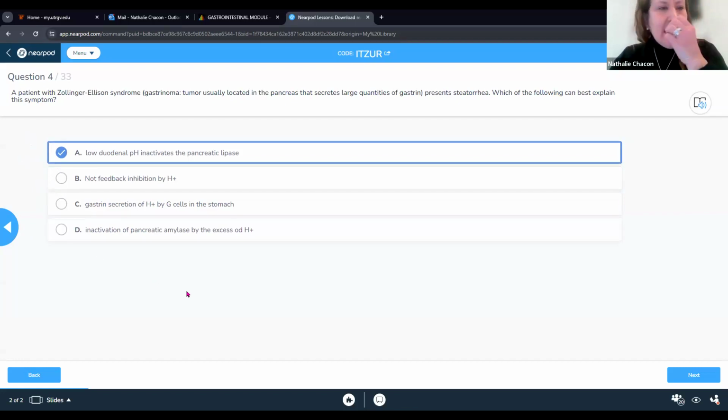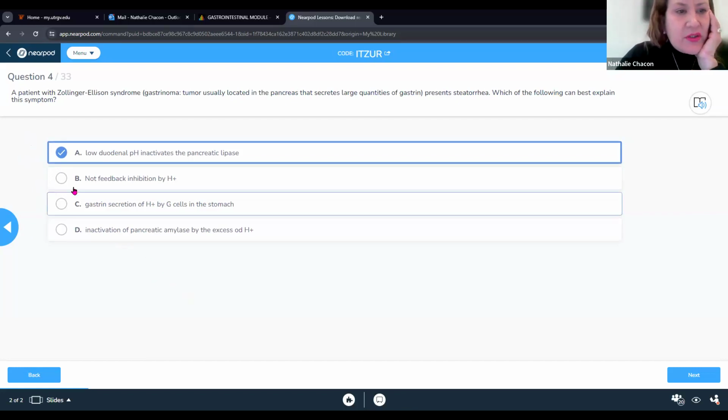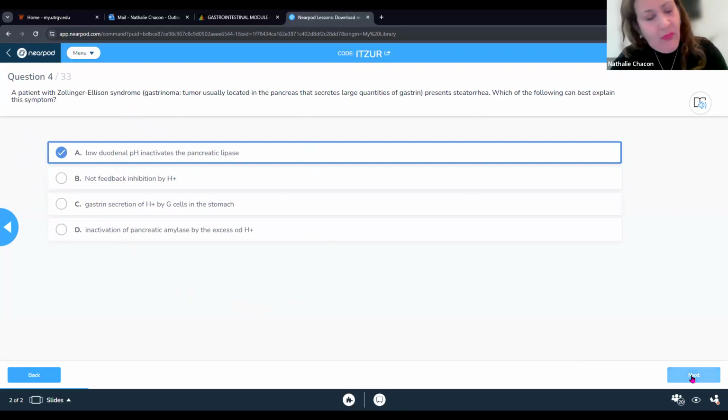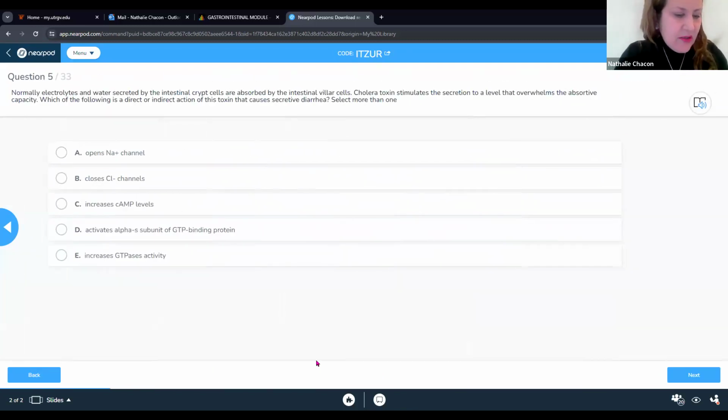And when it does that, the duodenal pH, because it's produced so much acid, acid will come into the duodenum, right? So when we say lower pH is acidic, right? And when we have an acidic pH, pancreatic lipase does not work. And that's all the reasoning over this question. Let's go on. If we don't finish, I'll publish this.